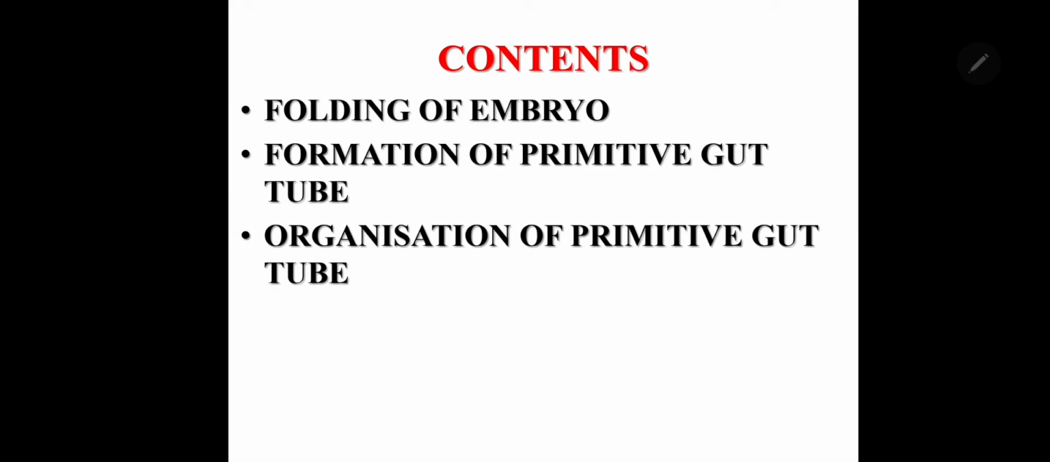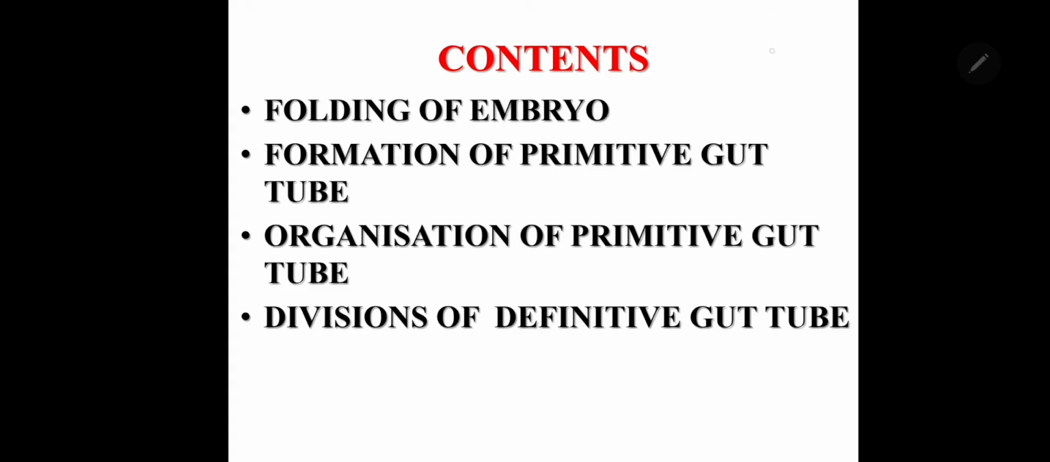Then we will see the formation of the primitive gut tube. The entire GIT is developed from this primitive gut tube, so it is very important to see how it is formed. And organization of the primitive gut tube. As you already know, the gut tube has 4 layers from inside to outside: mucosa, submucosa, muscular layer, and serosa, or in some places adventitia.